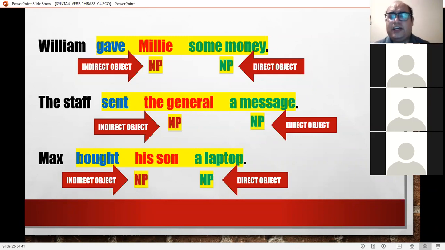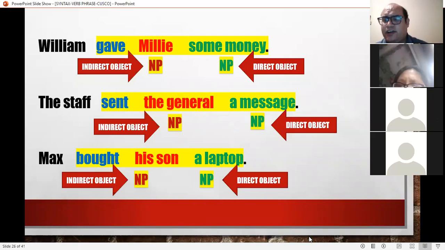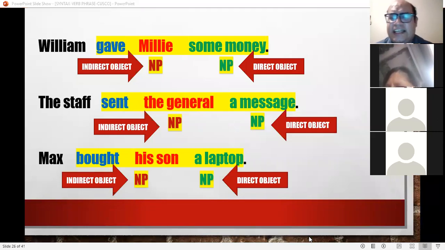And notice here the composition, yeah? Notice here the composition of indirect and direct objects. The indirect object, remember, doesn't receive the action from the verb, not from the subject. The indirect object receives the action from the direct object, all right?